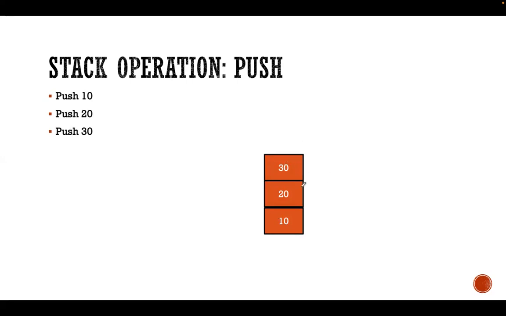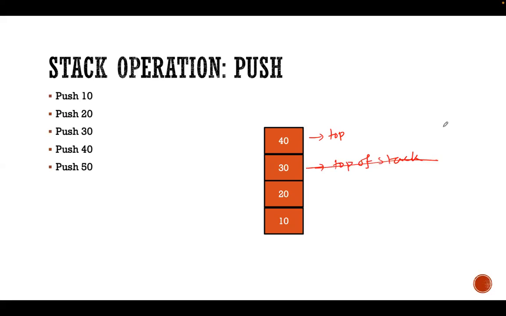Now just look at this stack. Our top value is 30. Now this is our top of stack. Now we are pushing 40, so now this is our top of stack. Push 50. 50 will be at the top of 40. Now this is our top. So you can see that whenever we're maintaining the stack, after each push or pop operation, we have to always keep track of the item which is at the top of the stack.